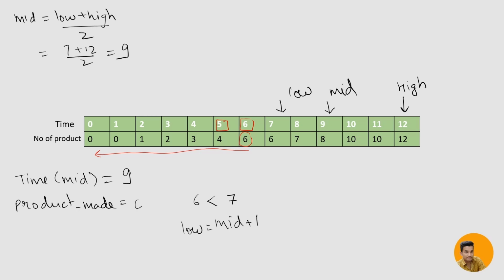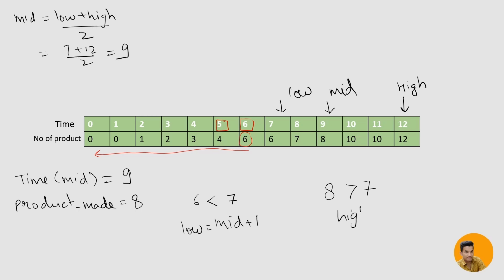So mid is 9. We can make 8 products, and we want 7 products. So we can make 8 products, but we want 7 products. So this has exceeded. In that case, what do we need to do? If you want an analogy, we are searching for a number, and the number has overshot the number which we want. So in that case, we bring down the high.